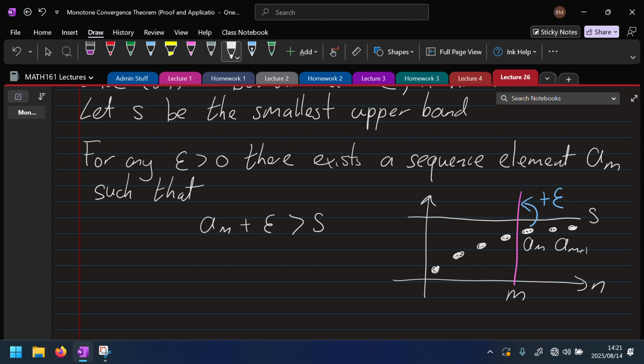Does everyone understand? You either ask questions or you just sit, look confused, and then fail the test. Is there anyone that does not understand what's going on with this picture? All right. So we have this point m. Anything afterwards is close enough to S such that if you add this epsilon, you're now above S. So that's from the picture.